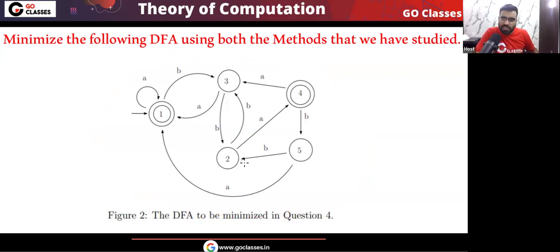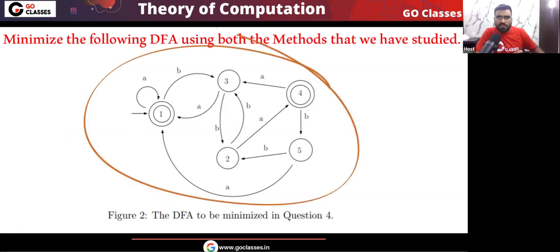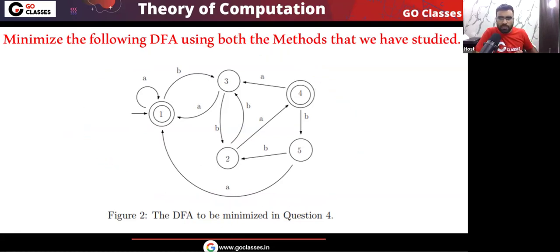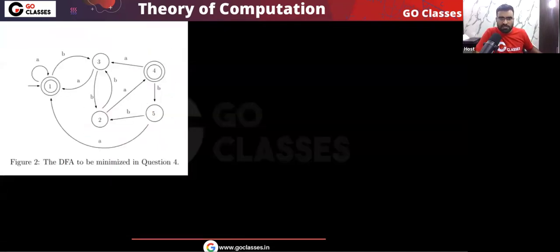Yes or no? That was your method number one. Method number two is your Hopcroft partition algorithm. We have to apply both methods on this DFA and minimize it. Is this clear? So let's quickly do method number one, your favorite method.